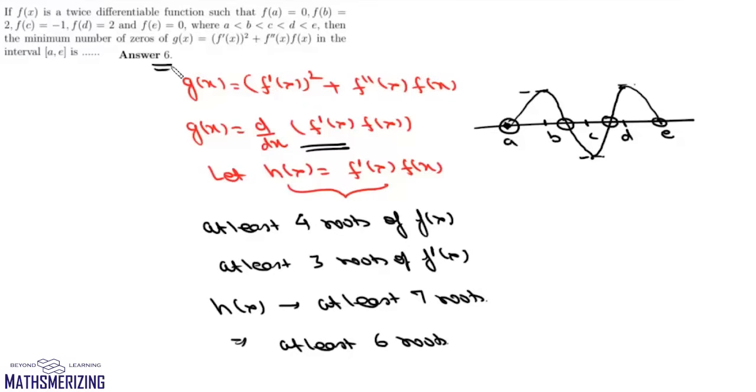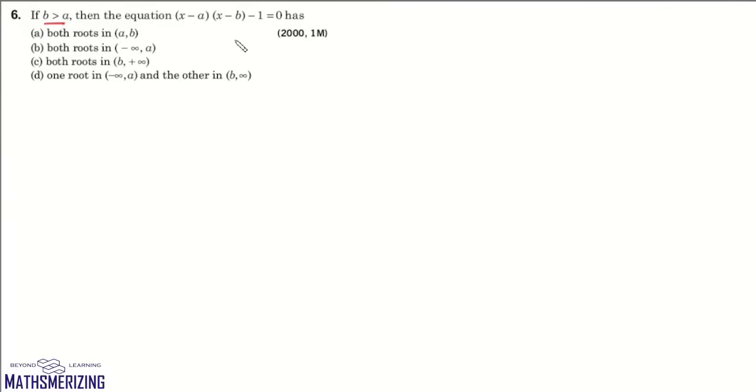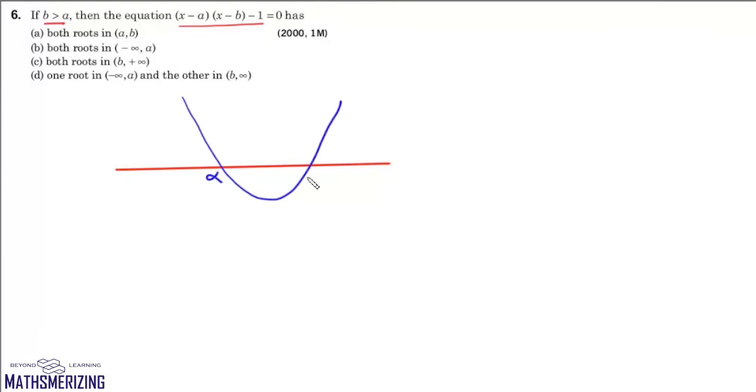Now here the question is, if b is greater than a, then we need to find the location of roots of this quadratic equation x minus a into x minus b minus 1 equals 0. Now we know that the coefficient of x square is positive. That means this quadratic expression opens upwards. So the roots are alpha and beta. Now if we write this as some function fx, which is x minus a, x minus b minus 1. Now what is the value at a? fa is minus 1 and fb is also minus 1.